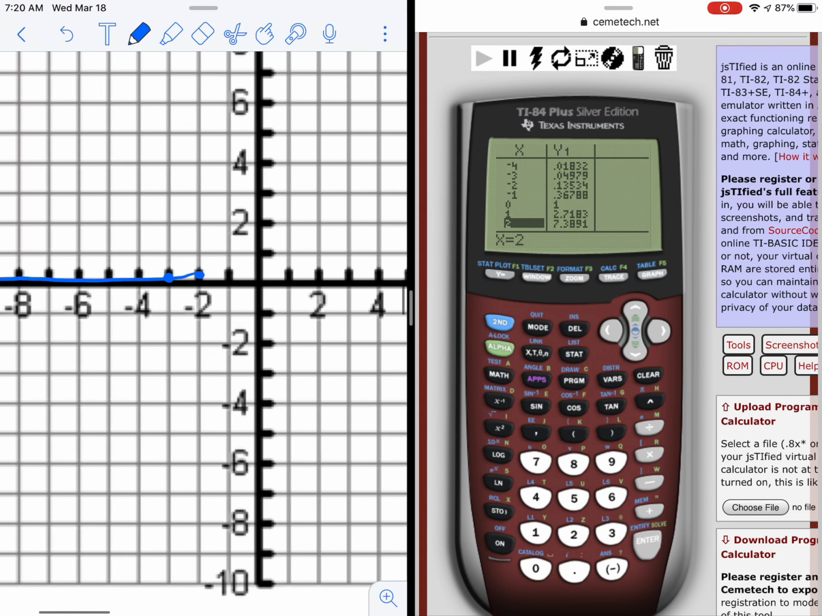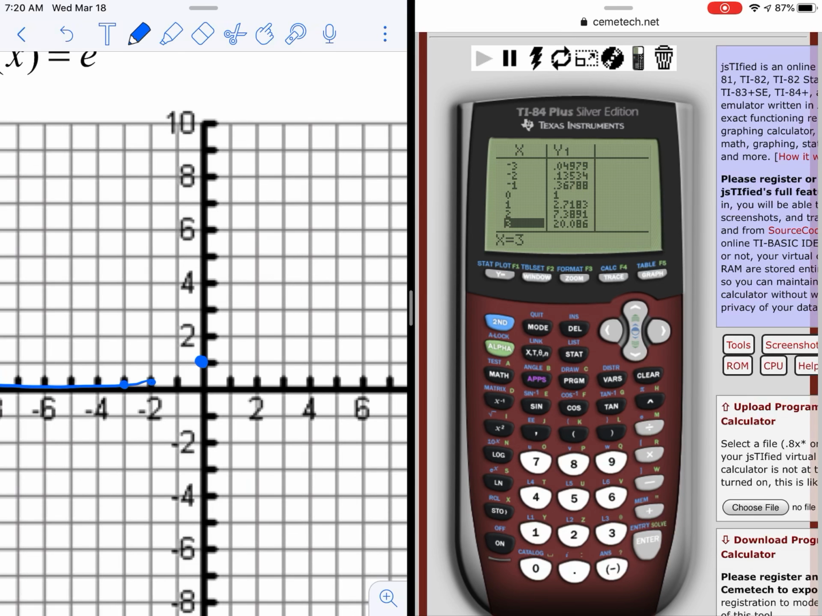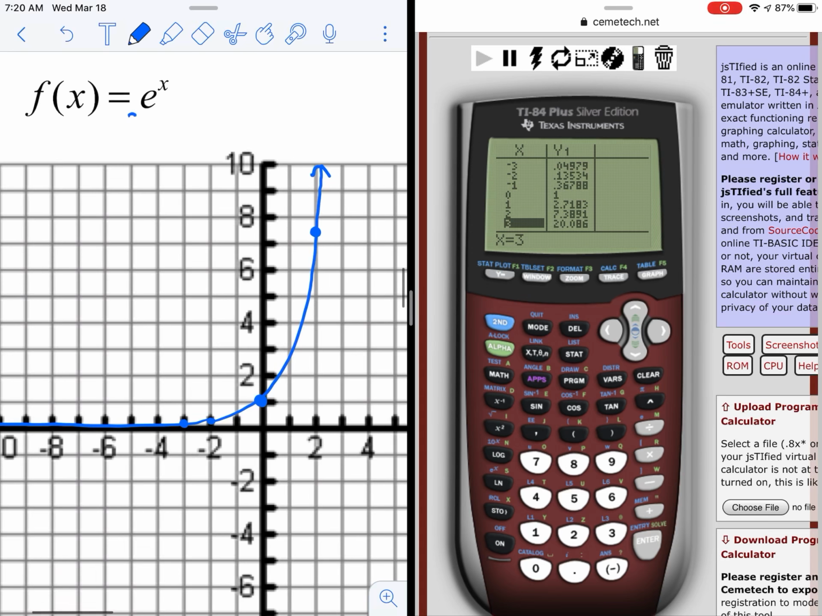And then it looks like by 3, we're already off the graph. So at 2, I'll get this value approximately here. But by the time you get to 3, you should be off of your graph. Just think about this. This value for e is really 2.718. So it's going to grow very fast. It's like tripling something every time we change our x value.